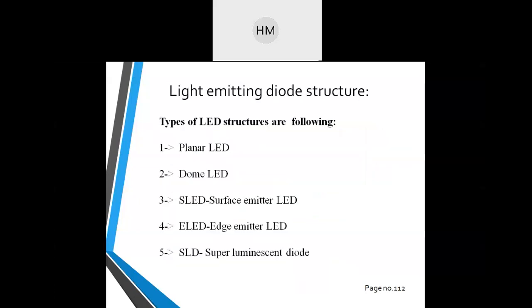I will show you the classification first. This is the classification. First is your planar. You can write down the classification. Planar, dome, SLED, ELED, and SLD. So a question can be asked: different structures of LED. Discuss different structures of LED. Have everyone written it down?